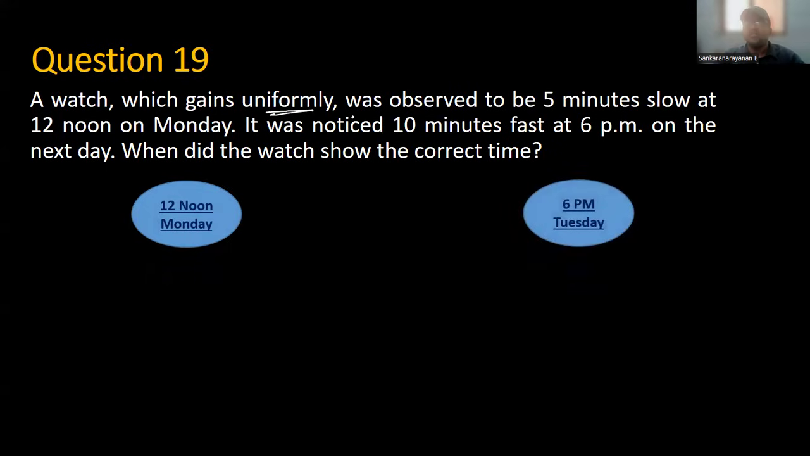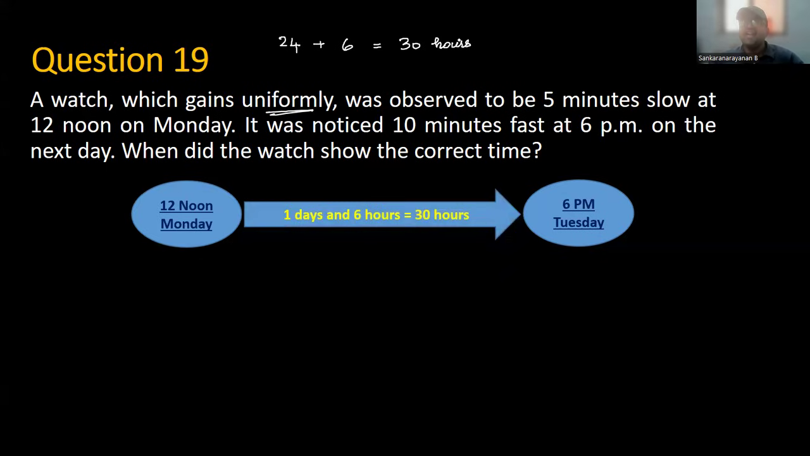Next day, that is Tuesday. So we can consider that 12 noon Monday to 12 noon Tuesday corresponds to 24 hours. From 12 noon Tuesday to 6 p.m. Tuesday, another 6 more hours. So altogether, we are considering 30 hours. We can consider one day 6 hours. That's the total span of time. We can say that corresponds to 30 hours.